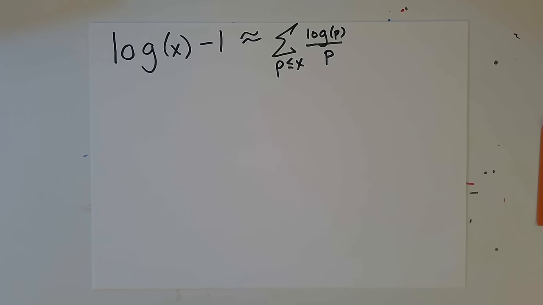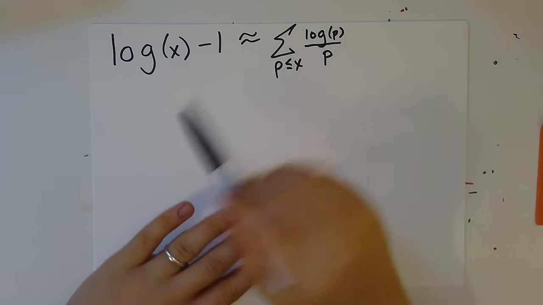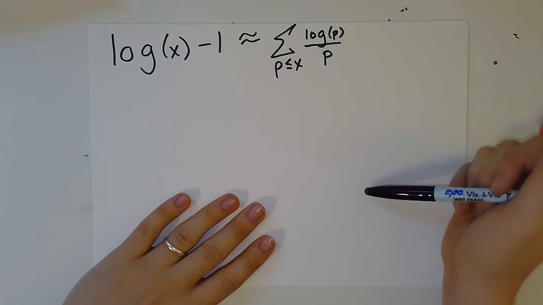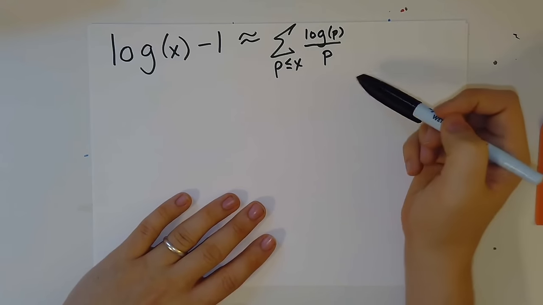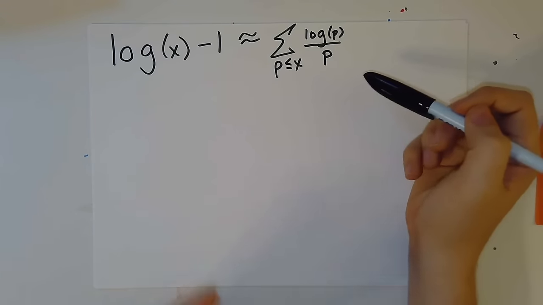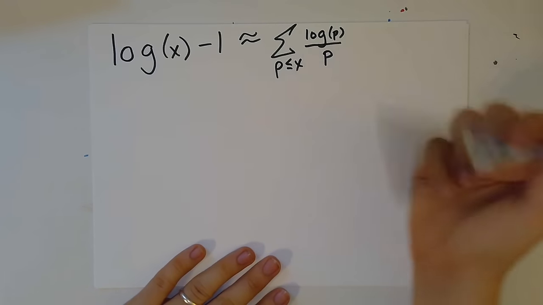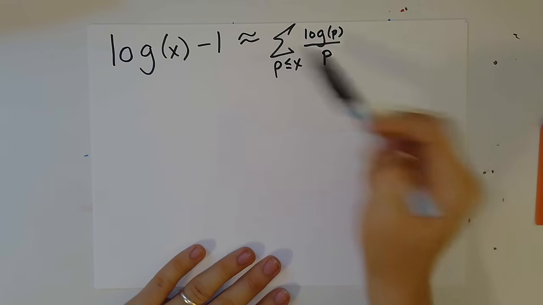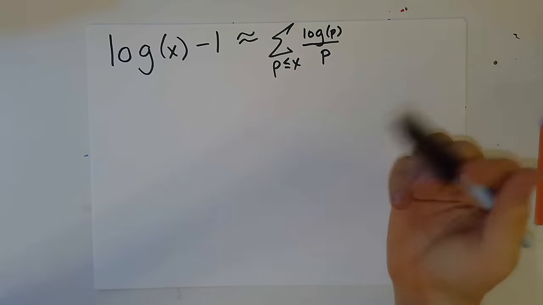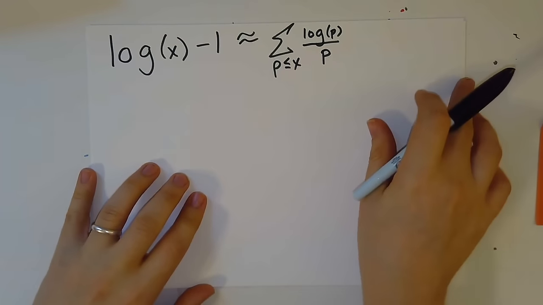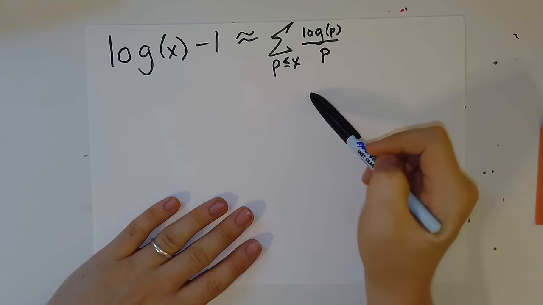So summarizing what we have so far, we've shown that the log of x minus 1 is approximately equal to the sum over the primes less than or equal to x of the log of p over p. I only made two changes here. One is I changed n to x, and the other is that I swapped which side of this was which. The reason I changed n to x is because the next thing I want to do is take the derivative of both sides of this equation.